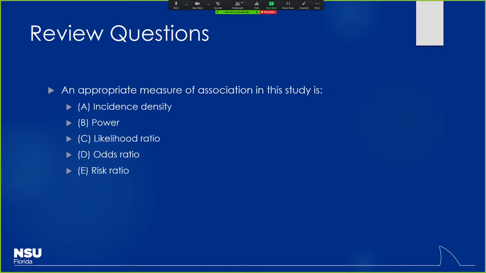Likely so, yes. So in this case here, an appropriate measure of association in this study would be incidence density, power, likelihood ratio, odds ratio, or risk ratio. What would be the best way to detect a measure of association here? E. Remember, we assigned people to either go to PA school or another type of graduate school, and we looked for an outcome. Okay. In that case, we're able to use risk ratios, right?